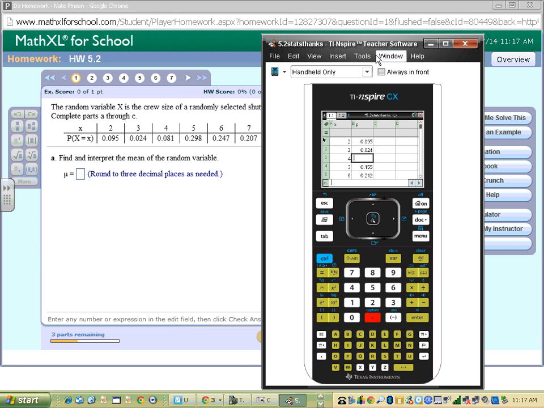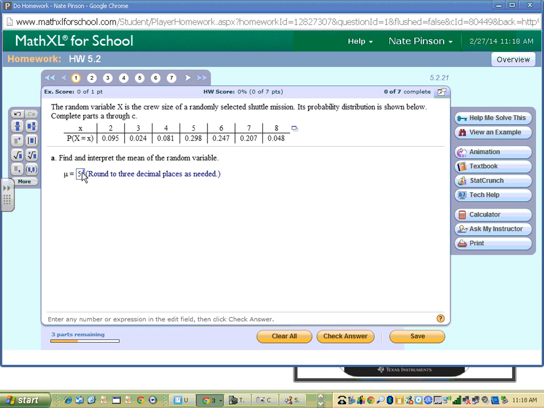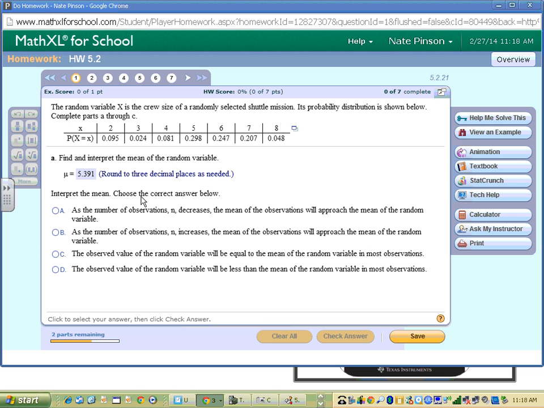0.024. I don't get counting in music either sometimes, but that's another story. 0.298. 0.247. 0.207. And the last one that's hidden is 0.048. So the great thing is I have this file saved. I'm going to go to the 1.2 tab and just copy and paste. I'm going to copy that entry. Bam, 5.391. Check it out. Look at that.